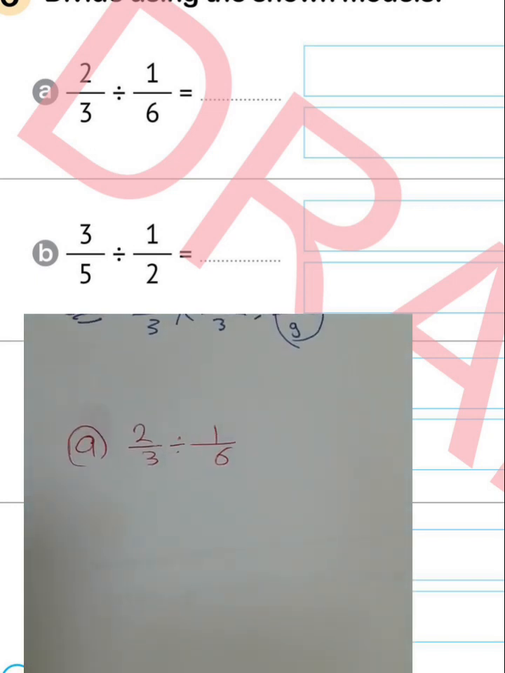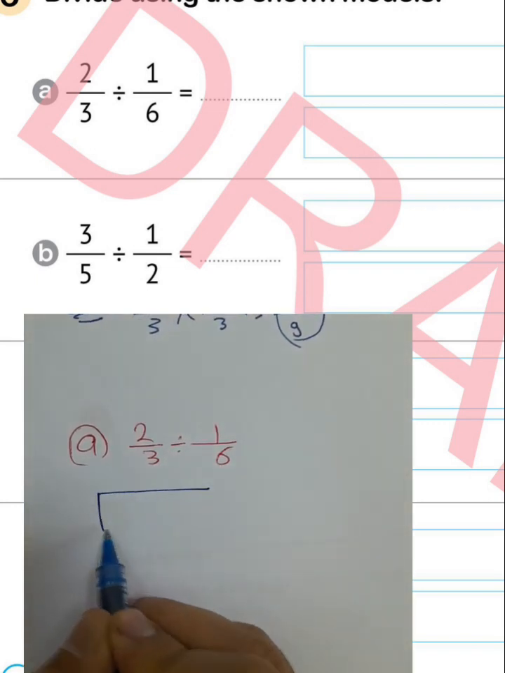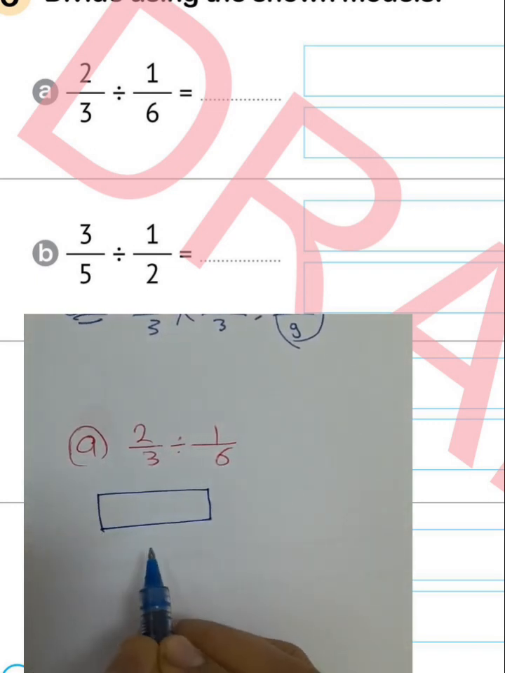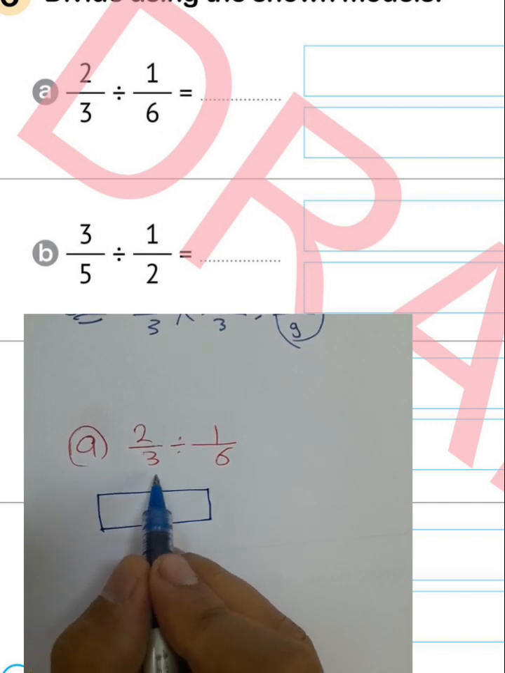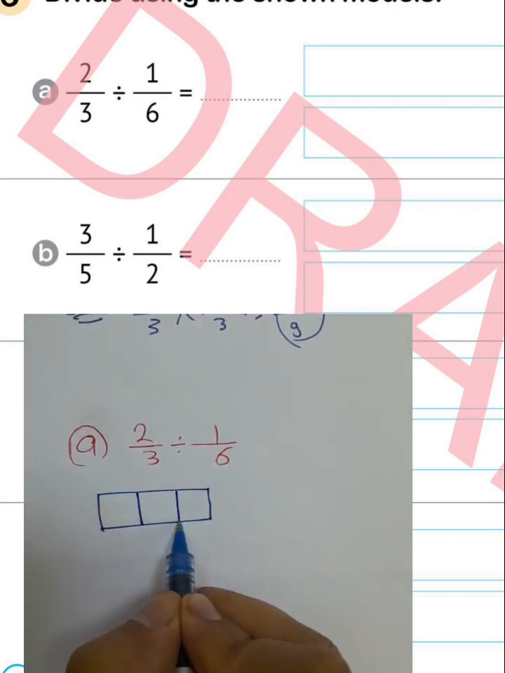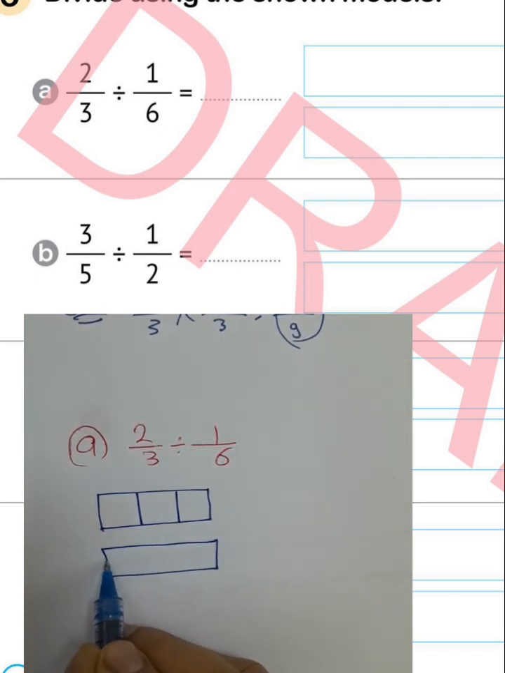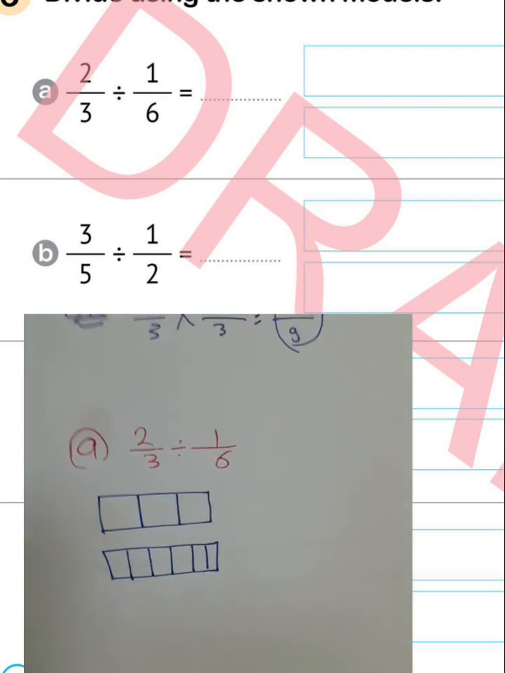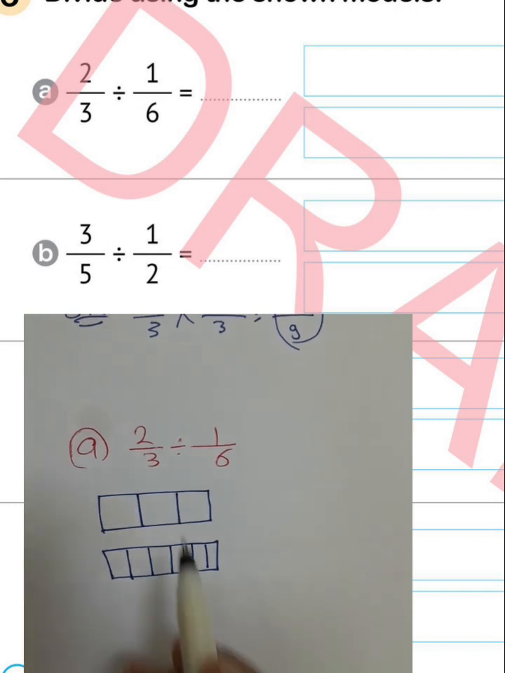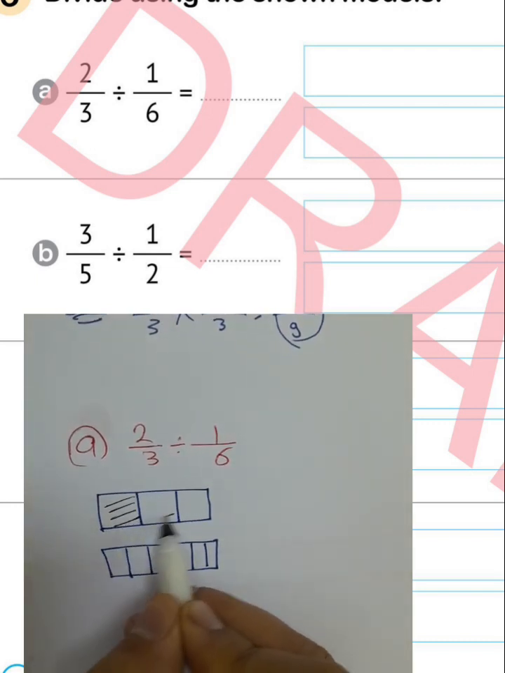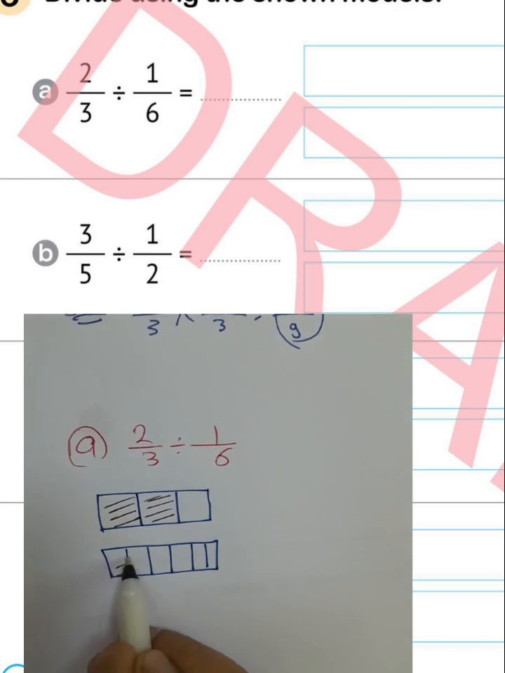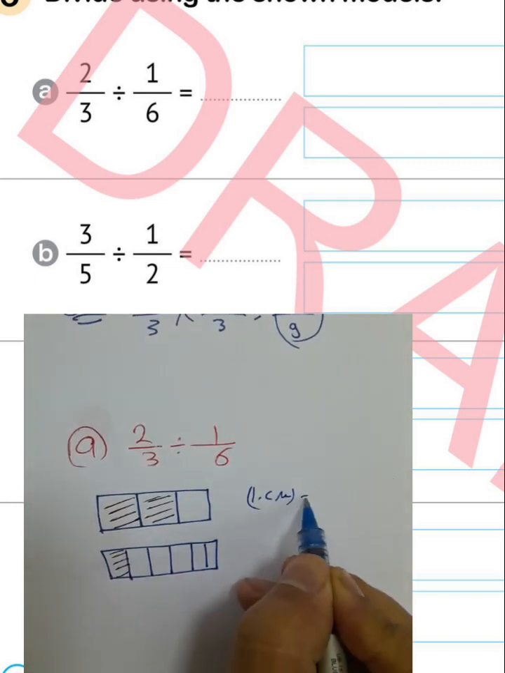We can draw a model here, divide it into 3 parts: 1, 2, 3. And a typical model, but you want to divide it into 6 parts: 1, 2, 3, 4, 5, 6. We will color 2 parts from the 3 parts here, 1, 2, and here 1 part. And we know the least common multiple between 6 and 3 will be 6.